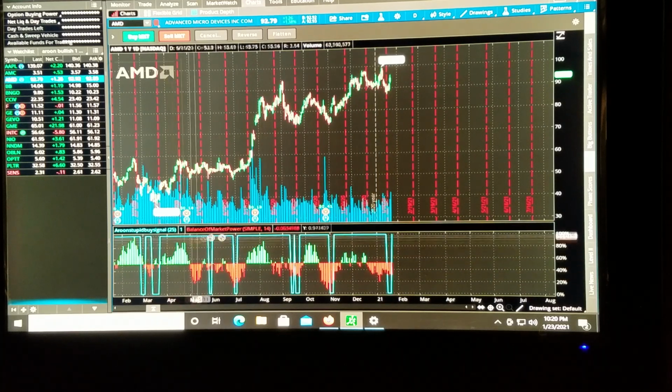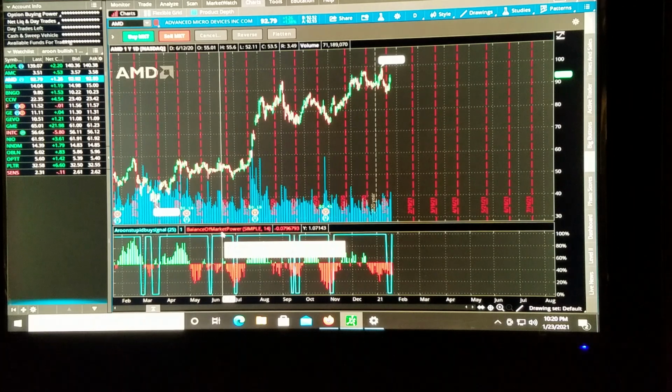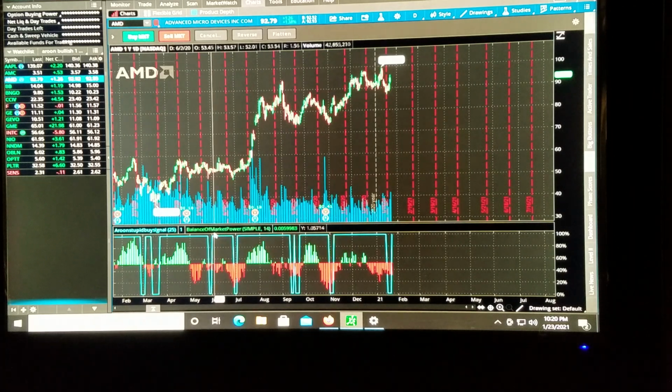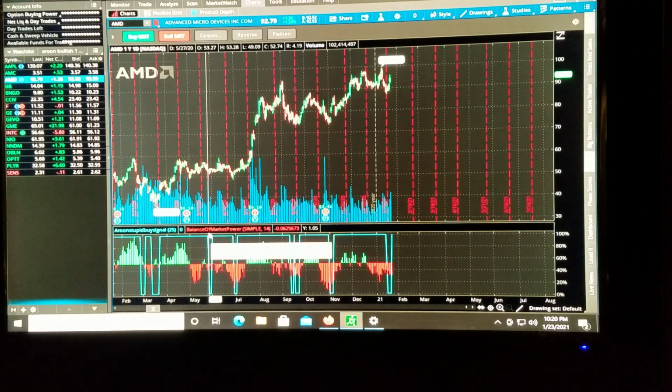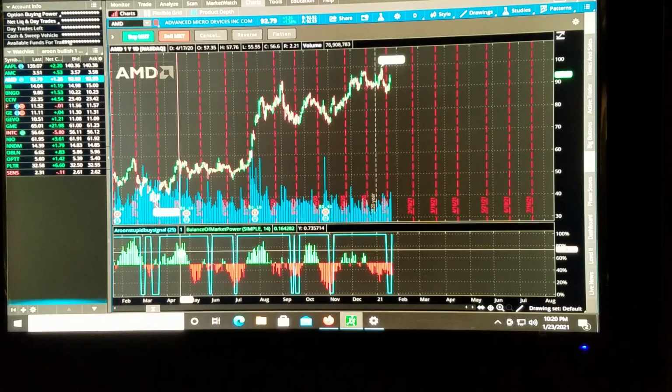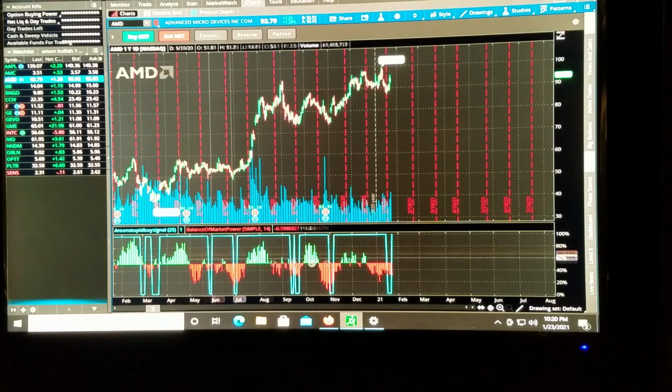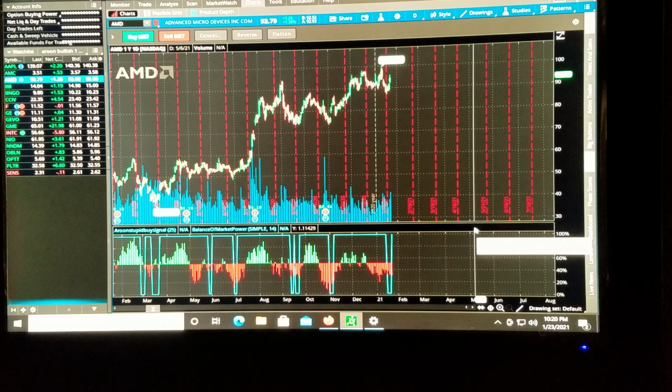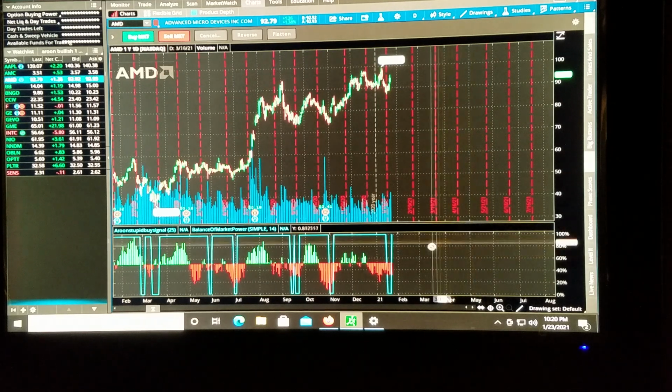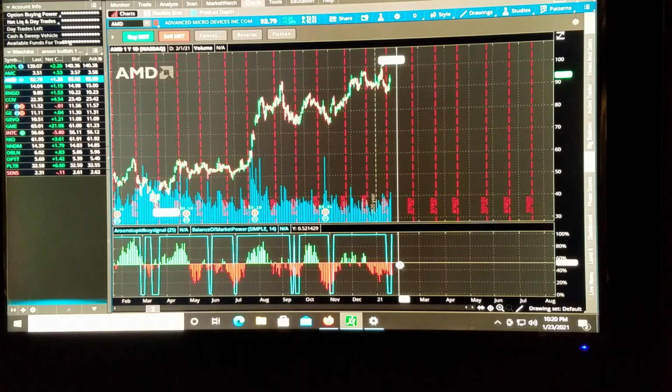Now this balance of market power, let's see here. It goes from 0 to 100%. So it doesn't go on a 0 line, it goes on a 50% line.